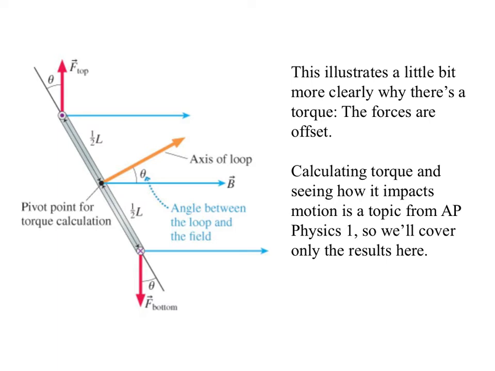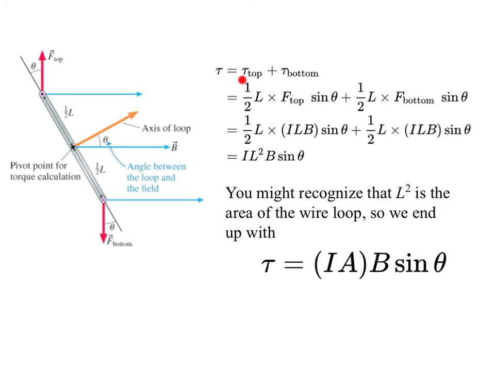Calculating torque and seeing how it impacts motion is a topic from AP Physics 1. It's not specifically a topic in AP Physics 2, although we'll cover some of the results and the important bits. The total torque is the torque from each part, the top and the bottom. And a torque in general is going to be a distance times a force, but only the force that lies perpendicular. So we get a half L times the force on the top times sine theta, and the same on the bottom. And when you round all that out, you get I L squared B sine theta.